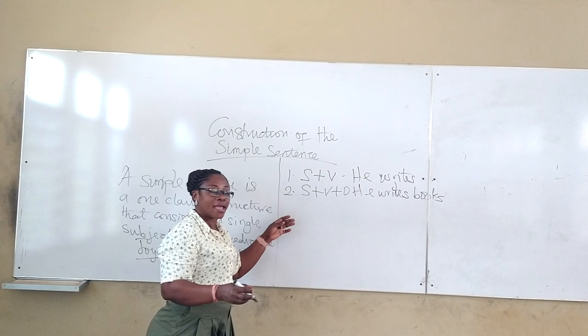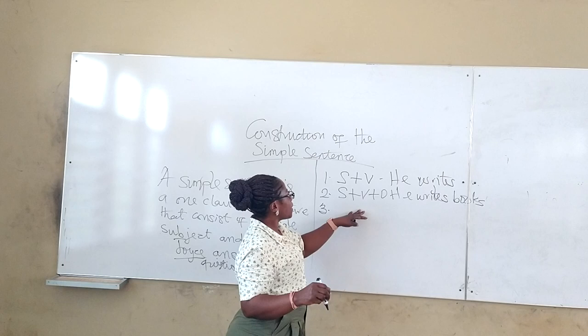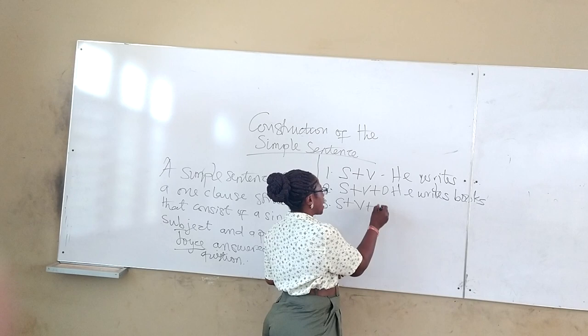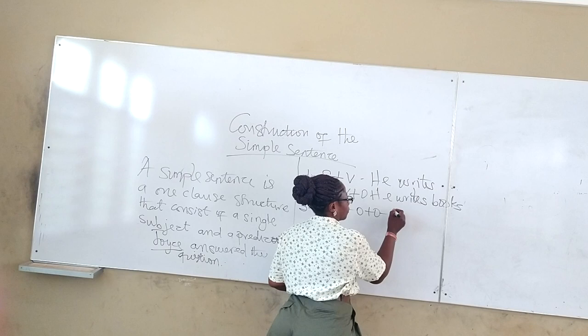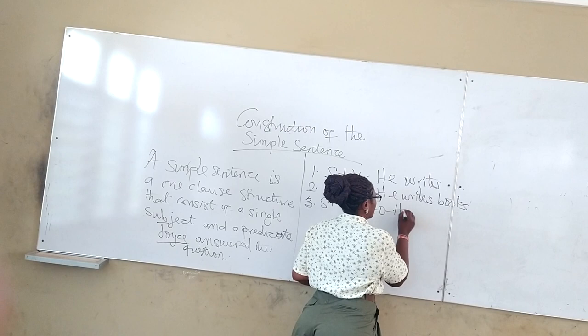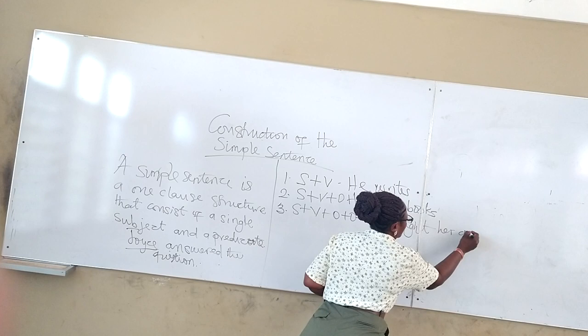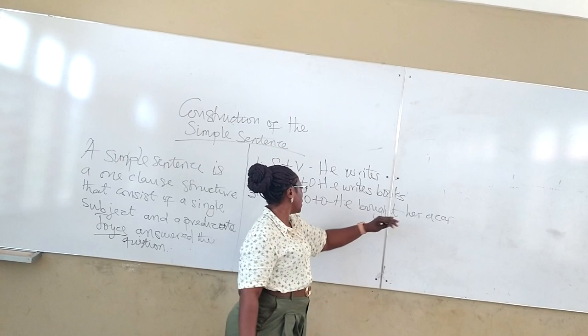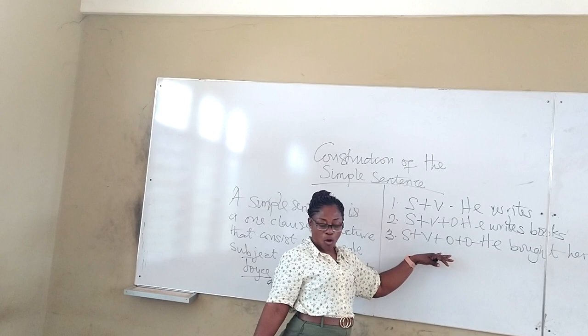We move on to the third. Subject plus verb plus indirect object plus direct object. Example, he bought her a car. We have her being the indirect object and then car being direct object.